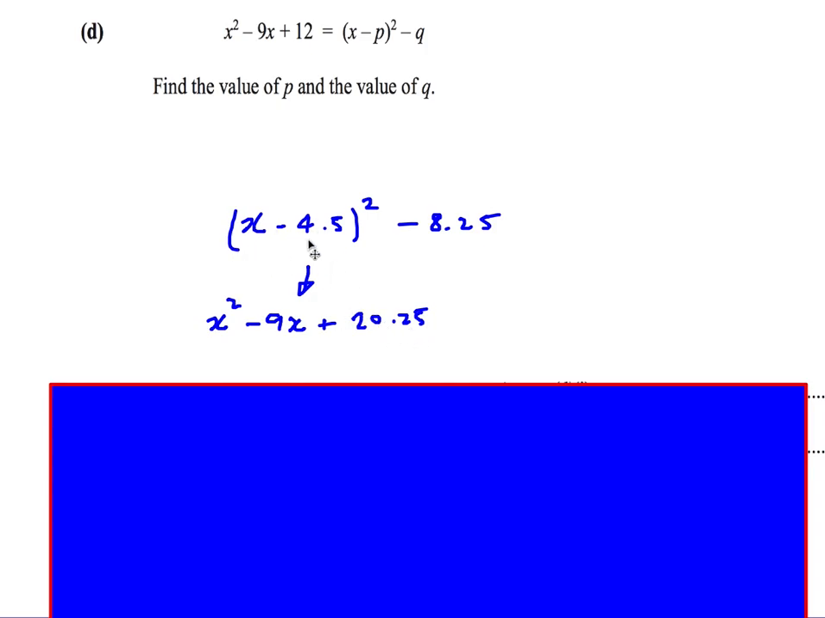So you can see that's what I get if I expanded this out. I've got the x squared correct, I've got the minus 9x correct, but I've ended up with 20.25. I'm supposed to get 12. How do you get from 20.25 to 12? Minus 8.25. So there we go. So complete the square form is this thing here.